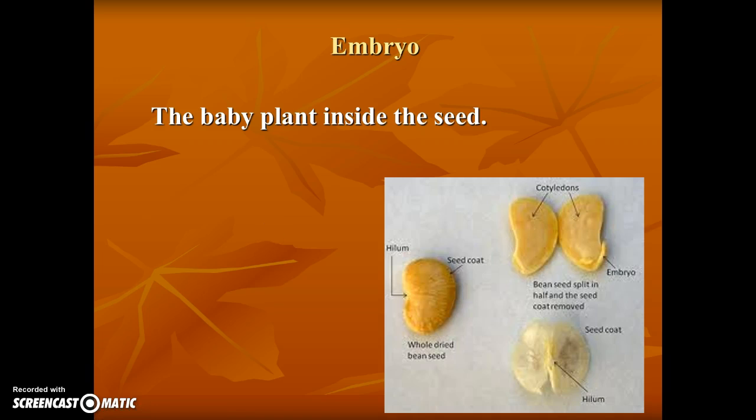Embryo is the next word. Embryo is the baby plant that's inside the seed. And I keep using the bean as an example because it's a good one to see all these parts. In a bean seed, if you soak it and get the seed coat off, you can see the embryo inside. And here is the embryo. This would be the future root and stem of the plant, of the bean plant. And right here is the future leaves of the bean plant. And we'll be dissecting this in class, so you'll be able to see even the veins on the leaves of this little embryo.